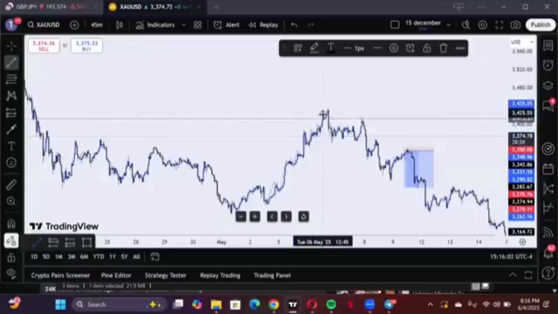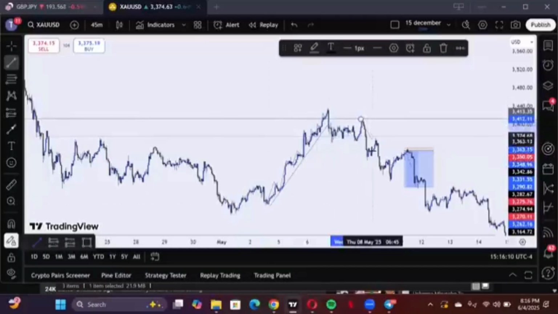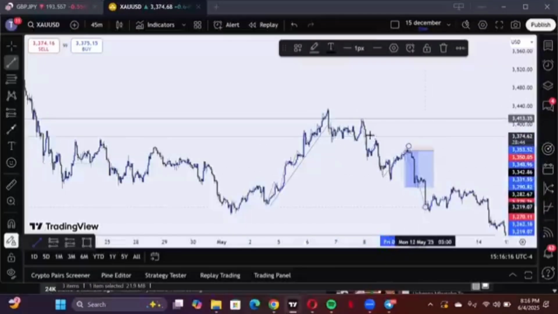So this is made up of what? A series of higher highs and higher lows, and this signifies an uptrend. Then this is made up of a series of lower highs and lower lows, and this signifies a downtrend. So when our market is on an uptrend, it is basically trending to the upside. When our market is on a downtrend, it is trending to the downside.